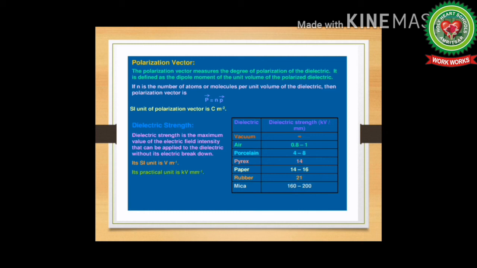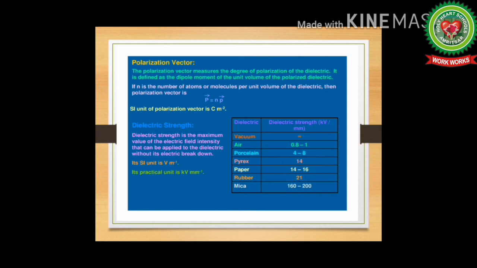Now the next one is dielectric strength. As these are all linked with each other, we shall be discussing dielectric strength now. The word strength means the strength of the dielectric. Dielectric strength is the maximum value of electric field intensity that can be applied without any breakdown. Means when we are performing an experiment, what should be the maximum value of electric field intensity so that the dielectric does not have an electric breakdown. So this is called dielectric strength.